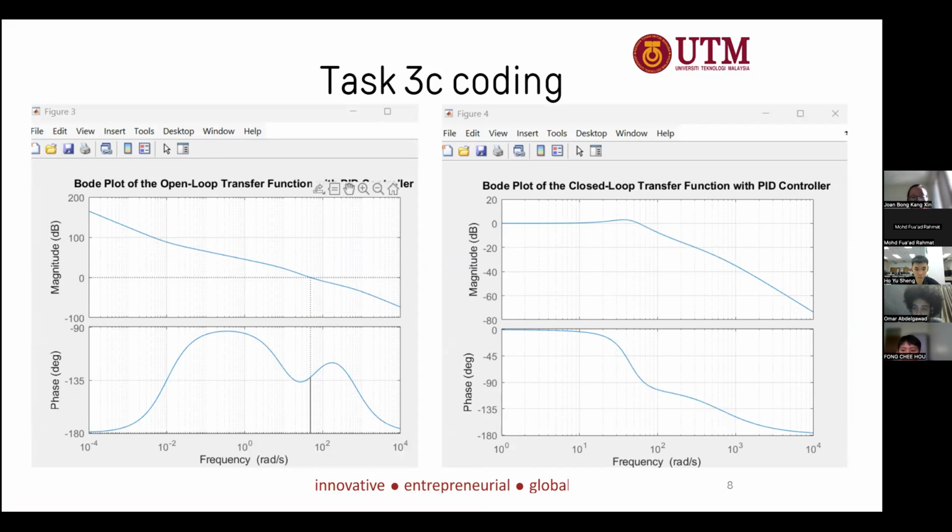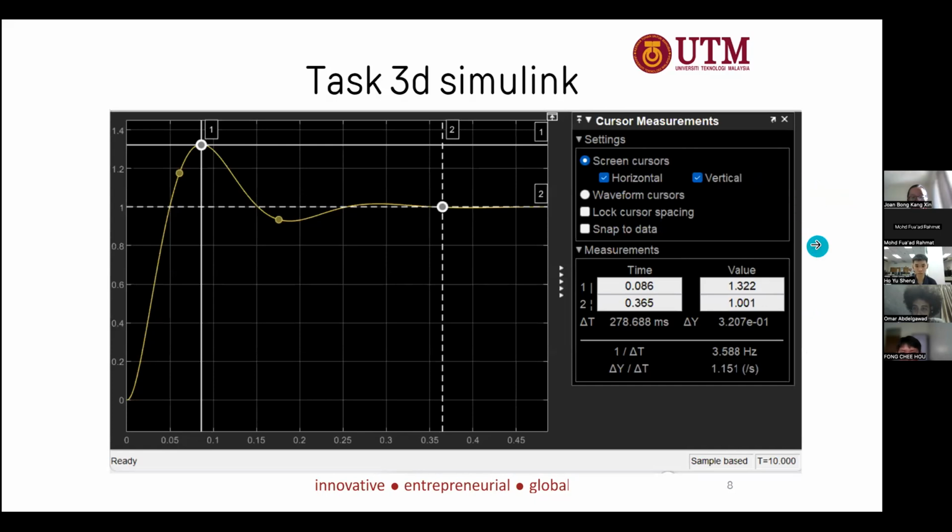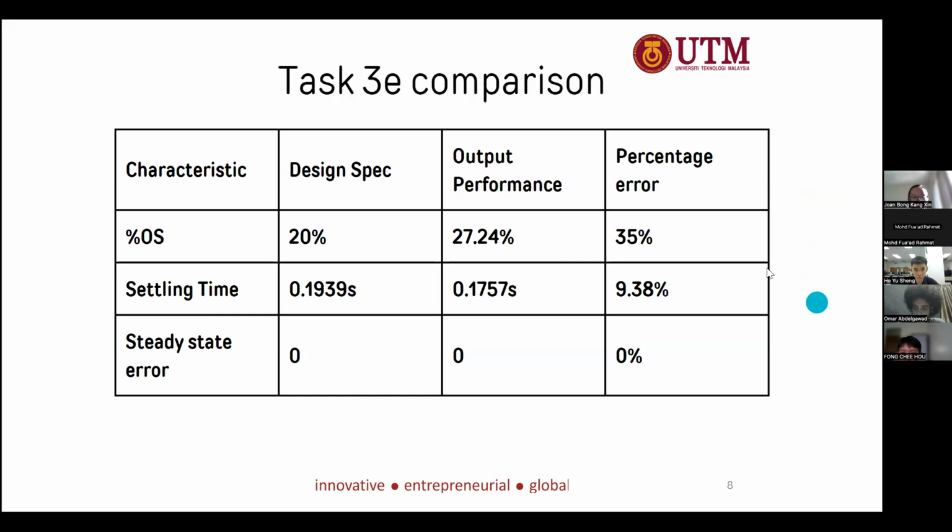Yes, this is the Bode plot. That is the Simulink block diagram that we made from task 3B. And that is the output, which is actually quite similar, but there are some differences from the actual specifications that we set, which is shown in part 3E. So there is some error percentage that occurred, but it's quite similar.